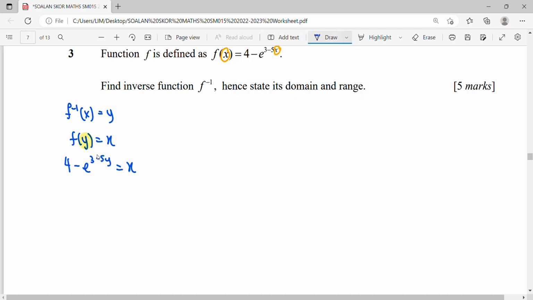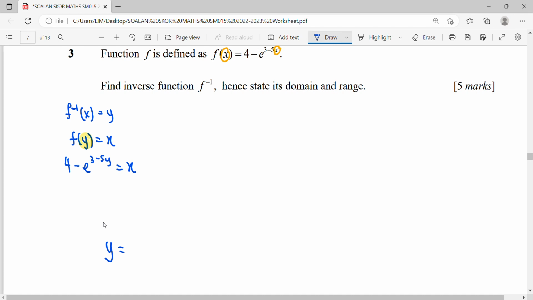Therefore, our function will be 4 minus e power of 3 minus 5y. So the place of x is replaced with the place of y. What we need to do is simplify, simplify until you get y, because when you get y, that is the result of your f inverse.